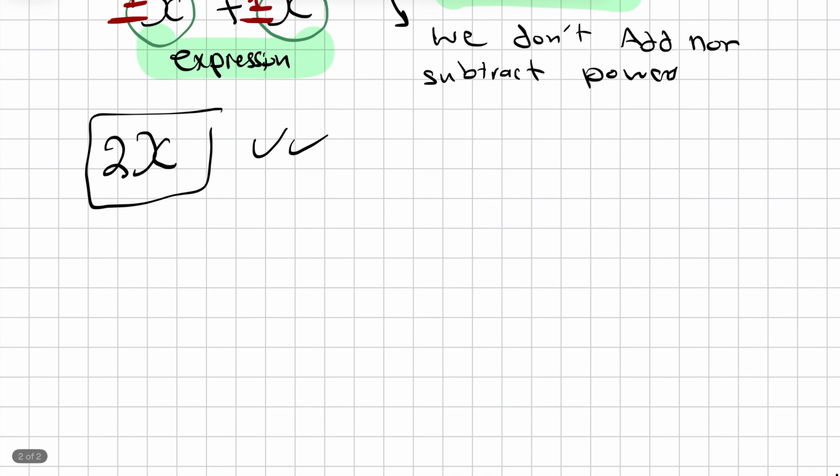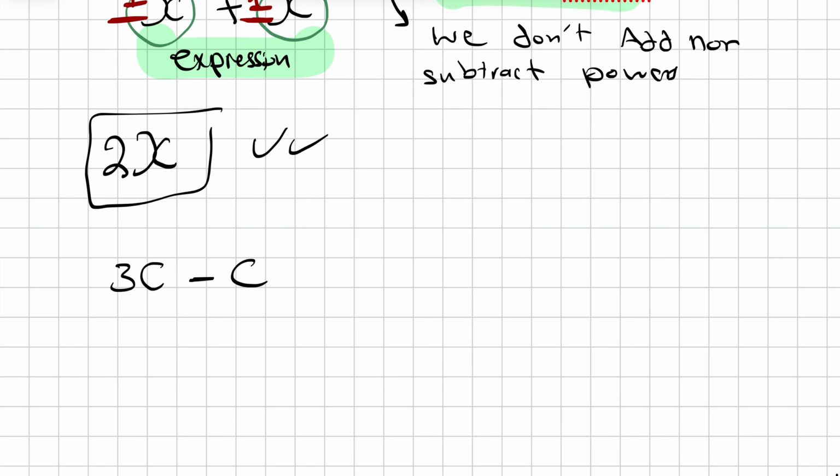Alright, let's go to the next one. We've got 3c minus c. Here's subtraction. Since there is no number here, I'm just gonna write 1. 3c minus 1c is just 2c. And that's it, so my answer is 2c. We do not subtract powers. We don't even include them at all.